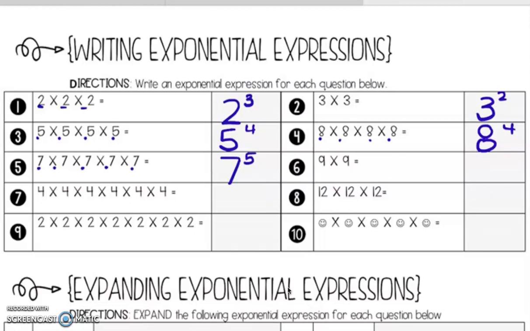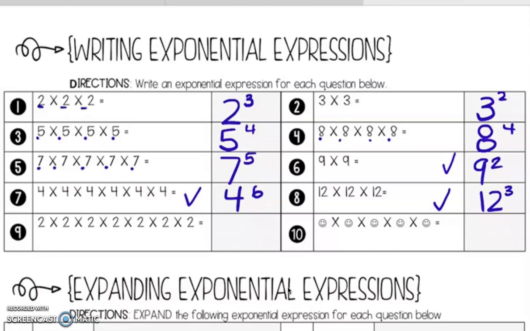Okay, let's go ahead and check your answers. 9 times 9 should be 9 squared. Give yourself a check mark if you got it right. Number 7 should be 4 to the 6th power. Check it off if you got that. Number 8 should be 12 to the 3rd power. Check it off if you got that.